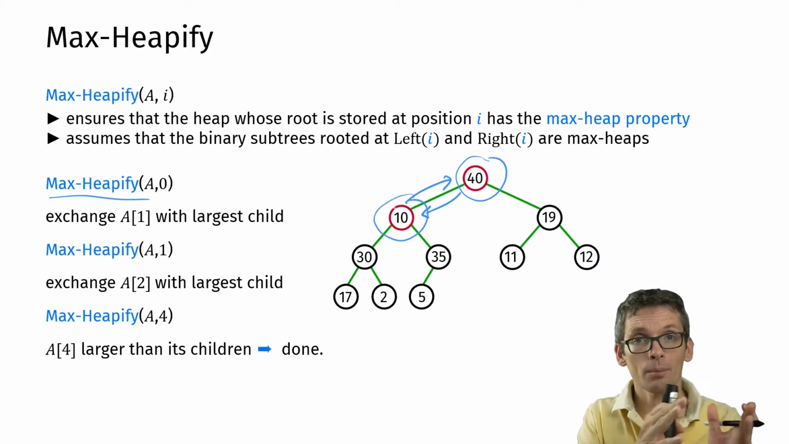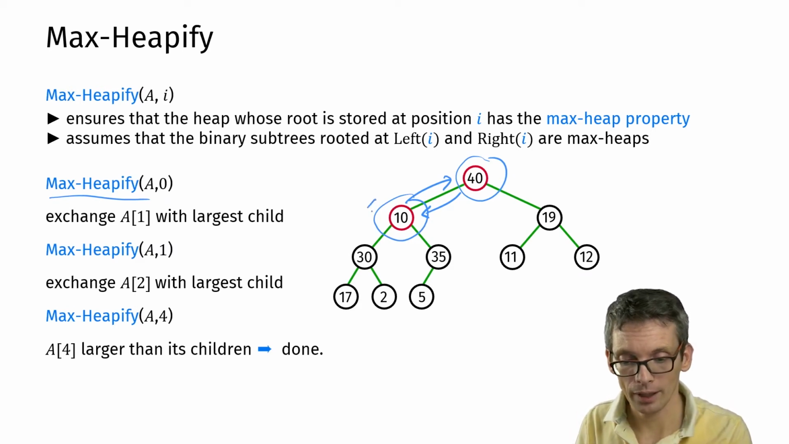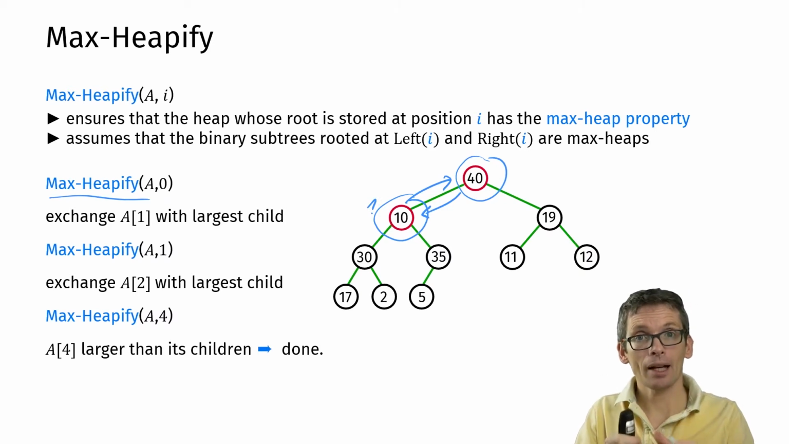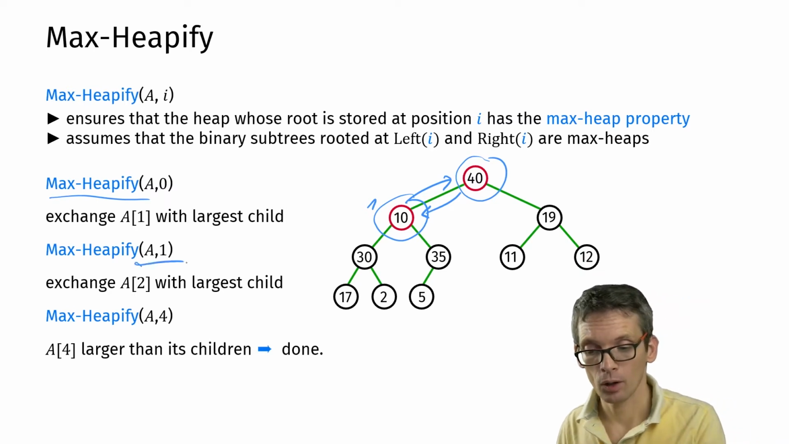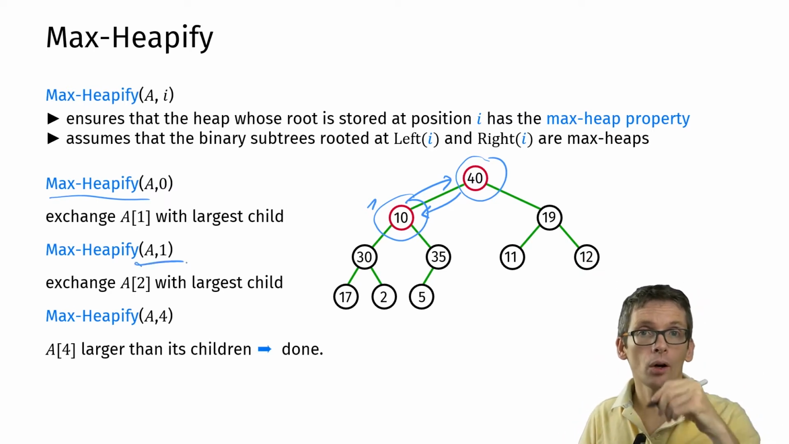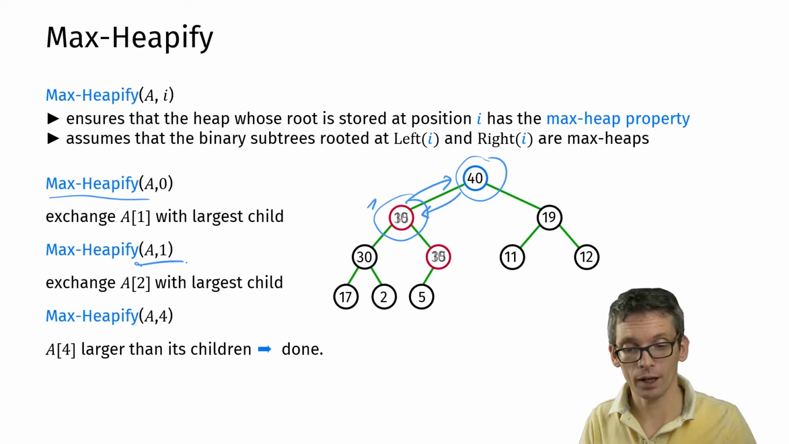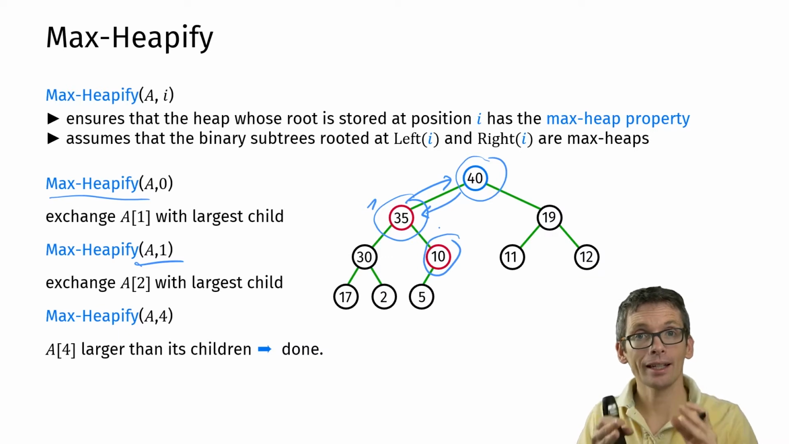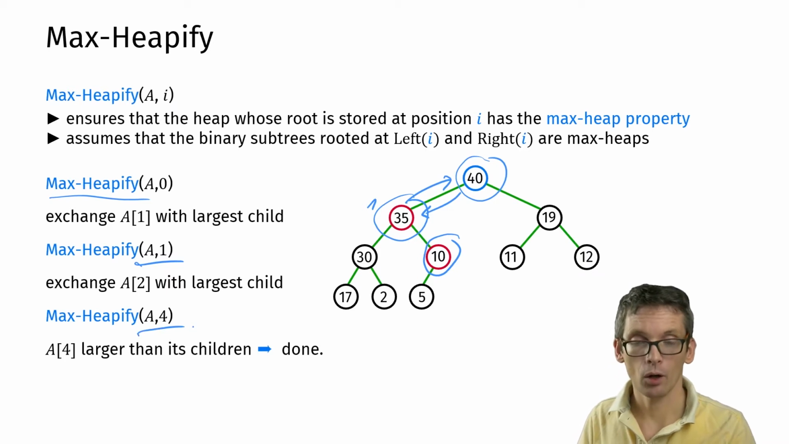The root is fine, but now the root of what was previously the left child, so here at index 1, there the max heap property is violated. So now we call Max-Heapify recursively, and we call it on that index. So then we swap again with a larger child. So the larger child here is with the key 35. Now the 10 sits here. Again, the max heap property might be violated, so we should call it recursively on this position, and the position here is 4.